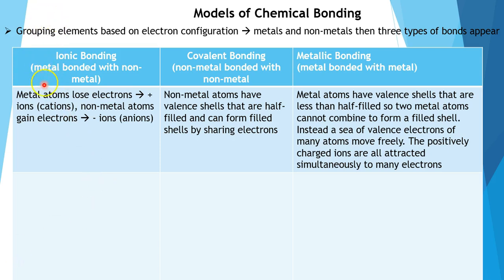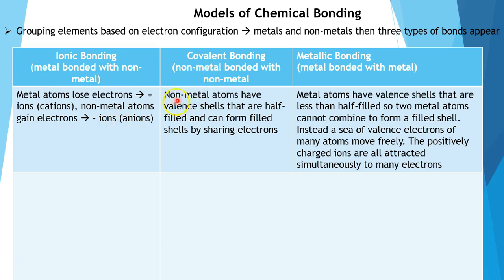In ionic bonding, we have a metal bonded with a non-metal. In covalent bonding, we have a non-metal bonded with a non-metal, and in metallic bonding, we have a metal bonded with a metal. So what actually goes on here is that metal atoms lose electrons, becoming cations, and non-metal atoms gain electrons, becoming anions, and they establish electrostatic attractions to maintain the bond, the ionic bond.